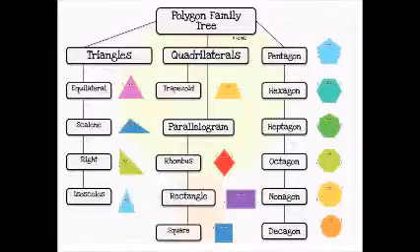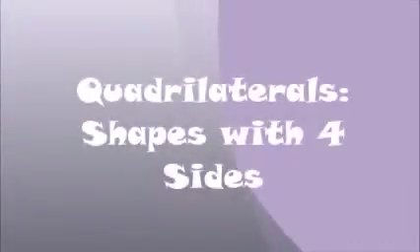So here is a little picture of what I was just talking about. It's a polygon family tree. You've got your triangles, your quadrilaterals, and your pentagon, hexagon, everything like that. So today we're just going to be focusing on the quadrilaterals. What makes a quadrilateral is the fact that it has four sides. All quadrilaterals will always have four sides.